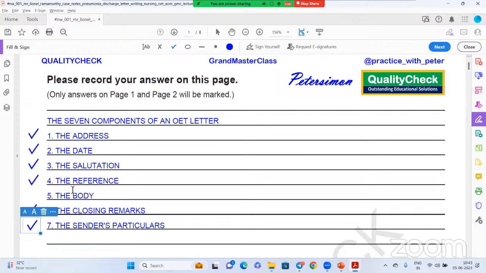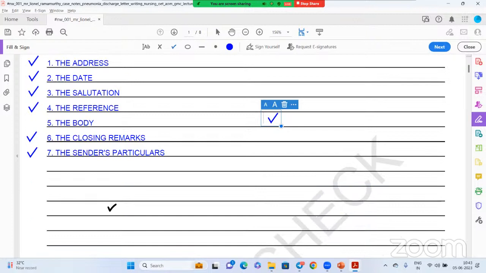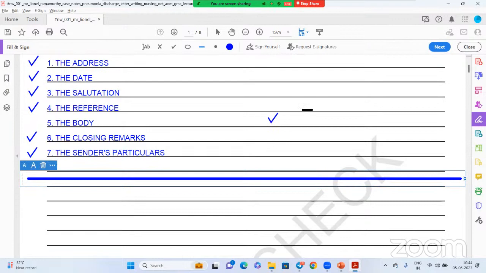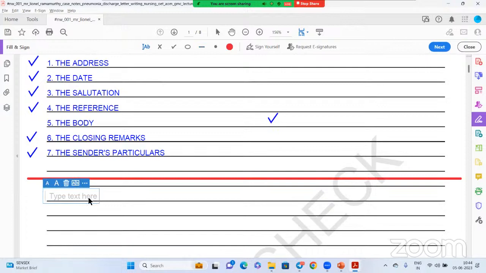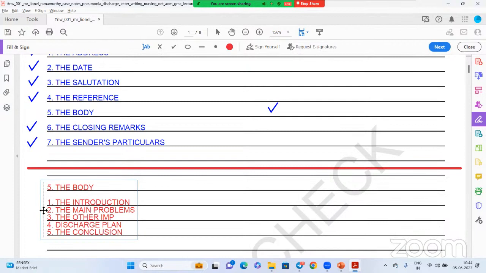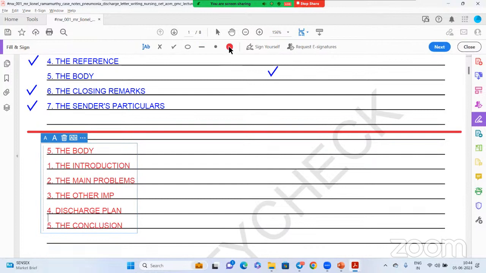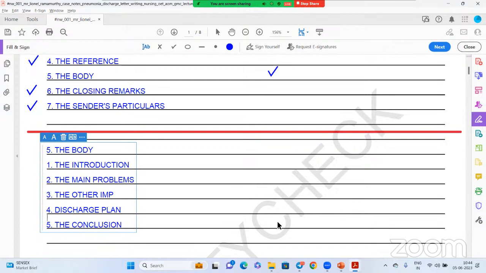So now next we'll go for the body of the letter. Okay, body of the letter. The body of the letter, we have to write in 5 paragraphs. The introduction, the main problems, the other important problems, the discharge plan, and the conclusion. These are the 5 parts of the body.